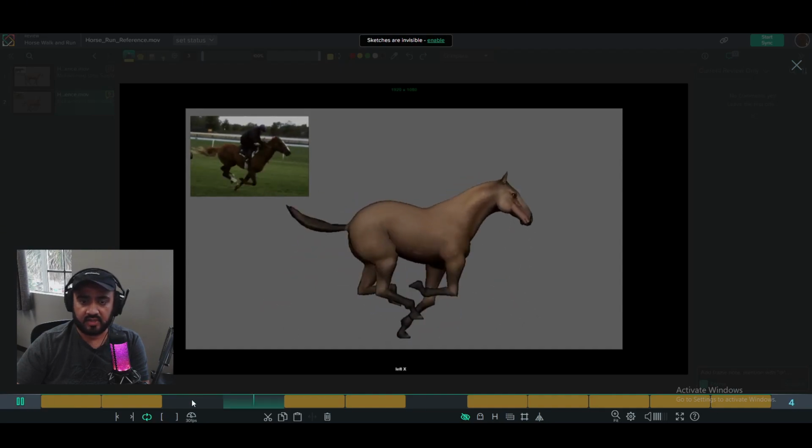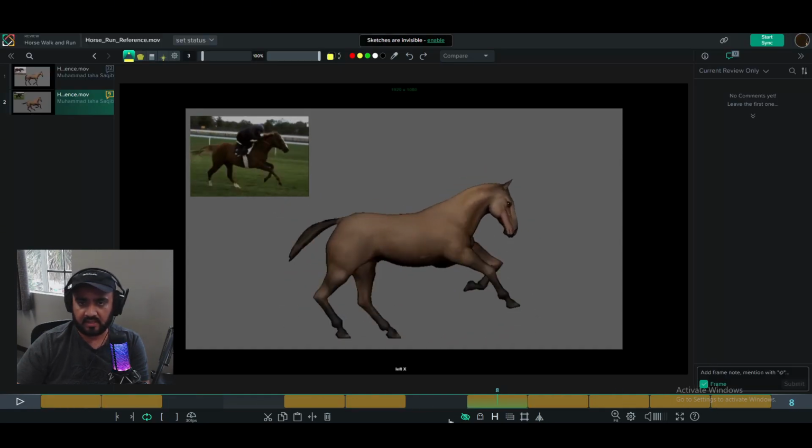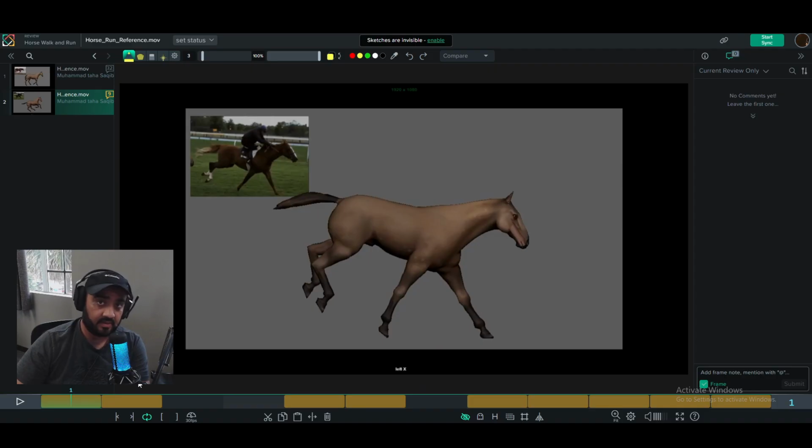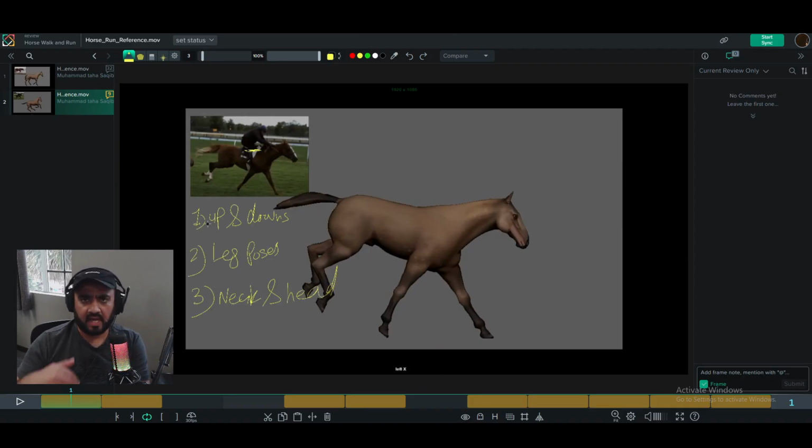Hello friends, today we will review this run cycle done by Tahasaki. There are three major problems we can fix here. Number one will be the up and down of the character. Number two is leg poses. And number three is the neck and head relationship while having this run cycle.